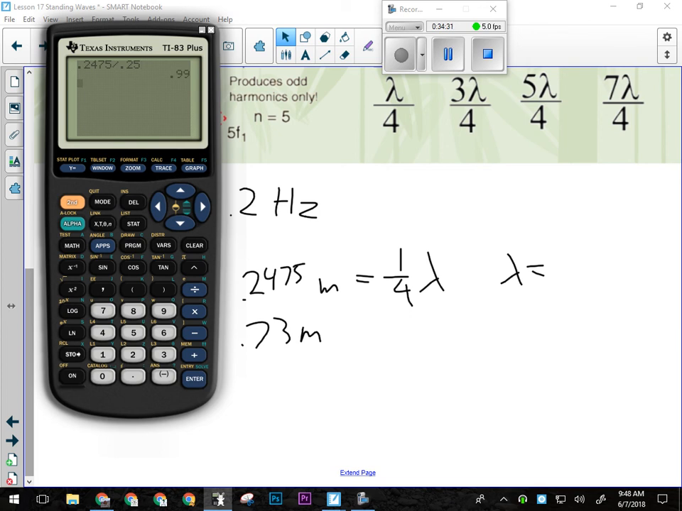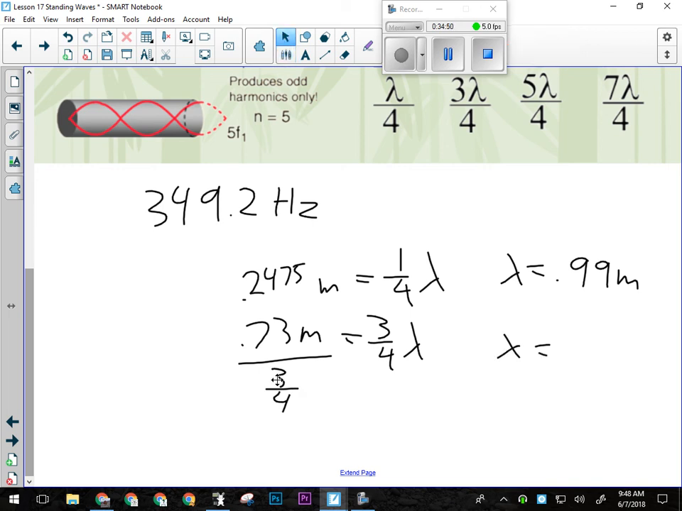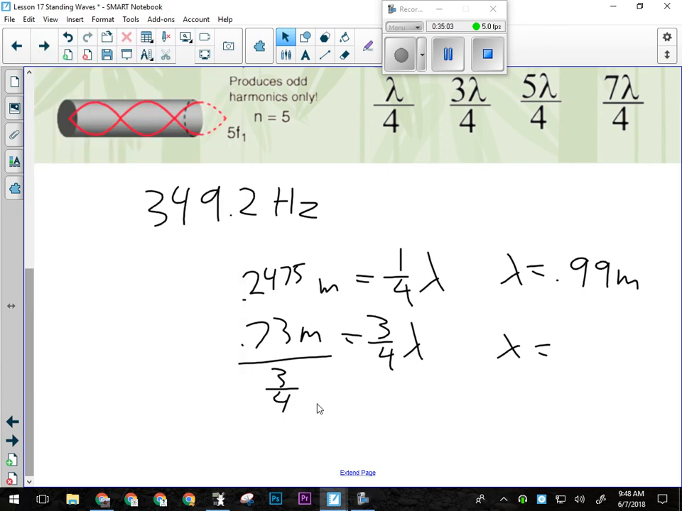All right, so we got 0.99, so almost exactly a meter. Okay, and we said that this point, the 0.73, represented 3/4 of a wavelength. So if I want to find lambda, I would divide both sides by 3/4. Should I get about the same number here? Should be pretty close. Right, so we'll have our 0.73 divided by 0.75. Okay, pretty close. They're within a couple of centimeters. So 0.973.